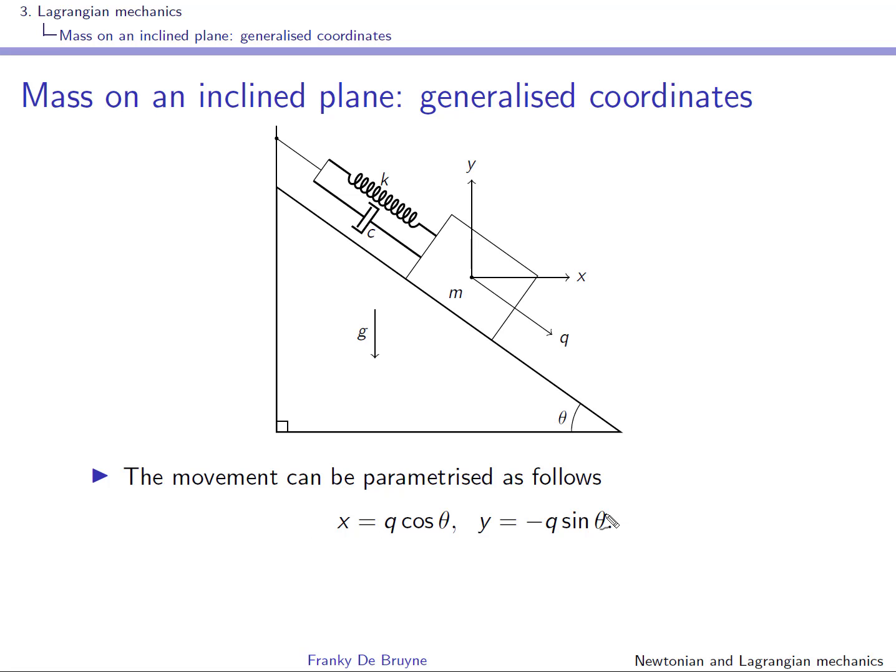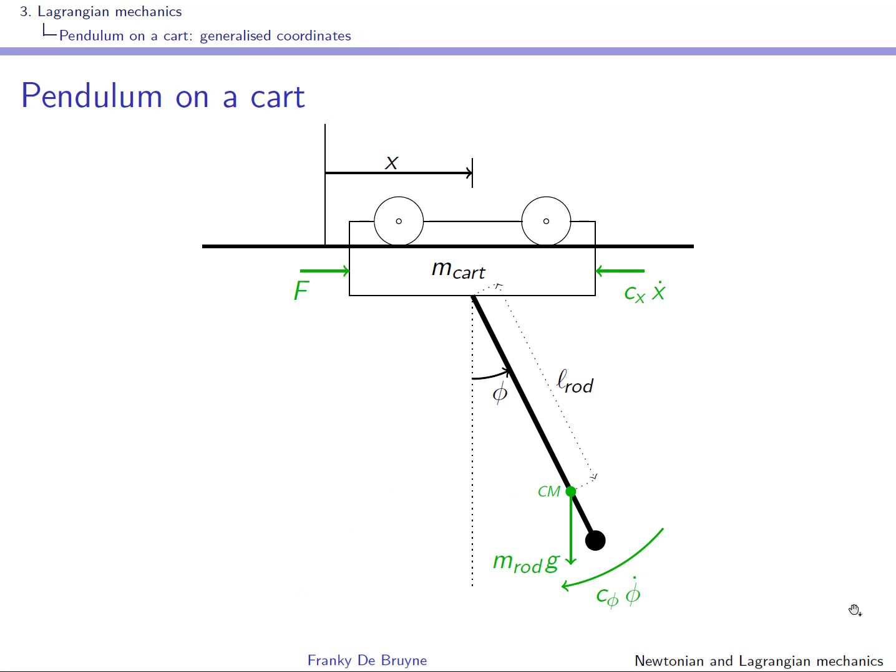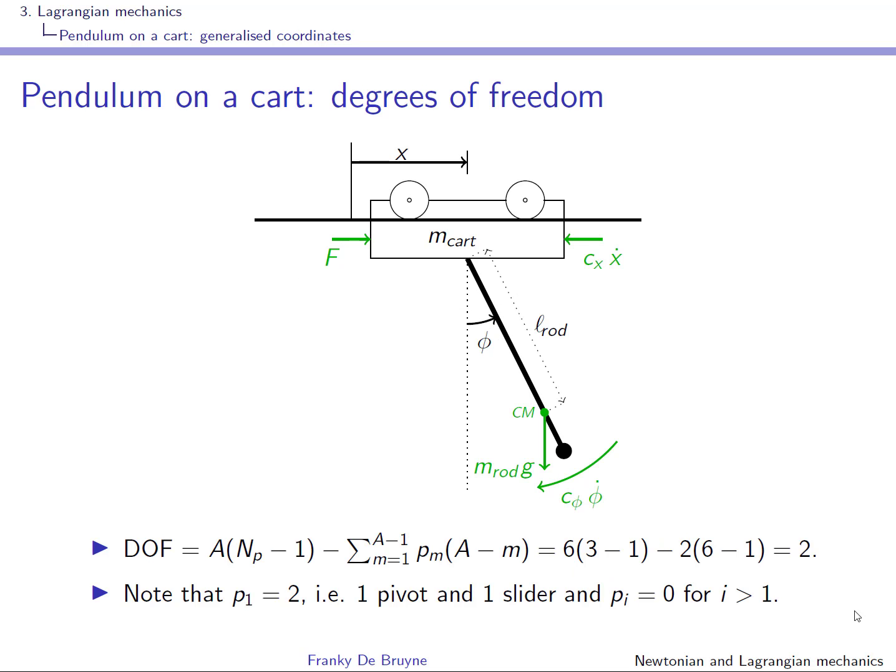But of course, what is important to see is that the general motion can be completely described by the coordinate Q. So we can forget about this Cartesian coordinate frame XY. Okay, this is our pendulum on cart system that we already introduced before, so I won't go into the details of that again. And we can have a look at how we can find out about the degrees of freedom.